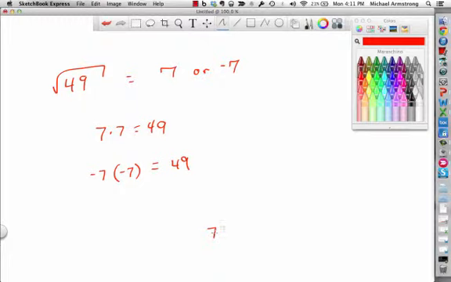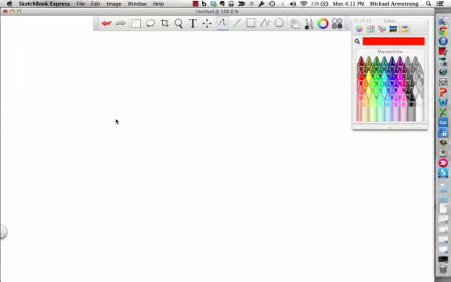You could say 7 squared is 49, or you could say negative 7 with a parenthesis squared is also positive 49. So there's two answers, 7 or, and actually we probably should say and, because there are two answers. That's an interesting thing, when in math we start getting more than one answer.